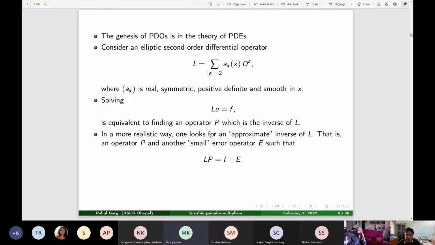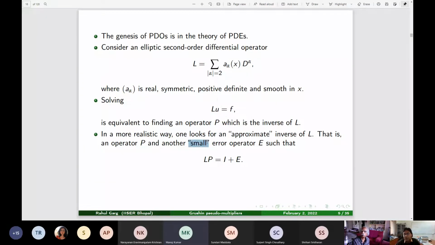So what I'm saying is one is looking for an inversion, right? In a more realistic way, more practically, it will not necessarily be easy to look for the actual inverse, but what they say is an approximate inverse. So practically speaking, one looks for an operator P which gives the inversion of L in the sense that L times P is identity up to an error, and this error is well behaved. So what operator you get is small.